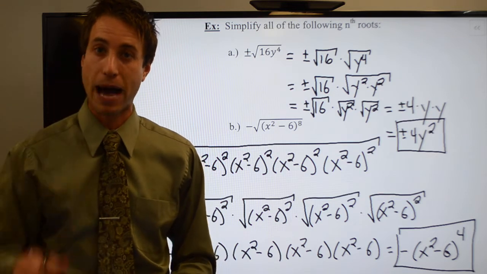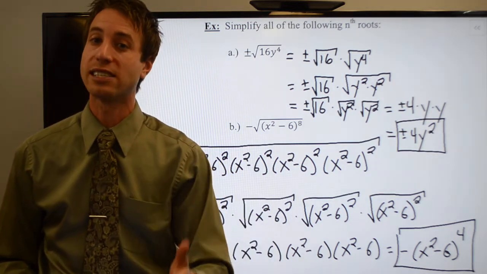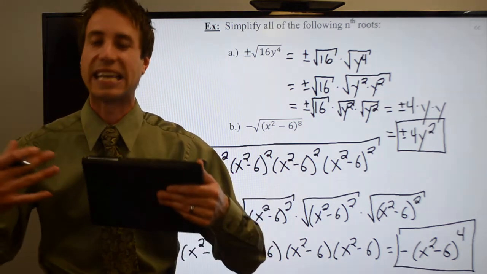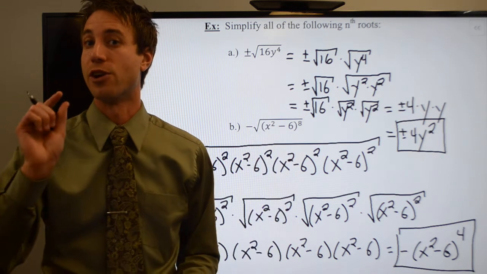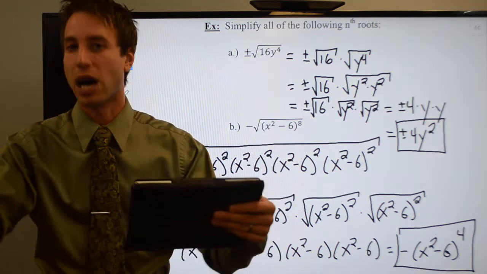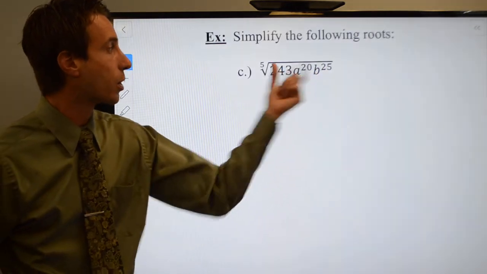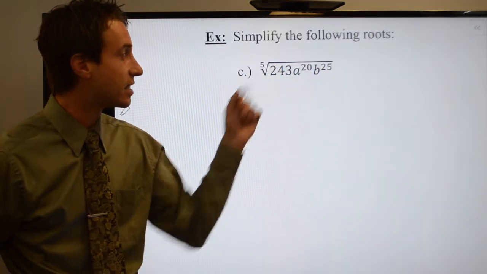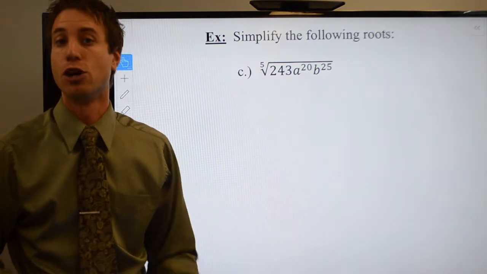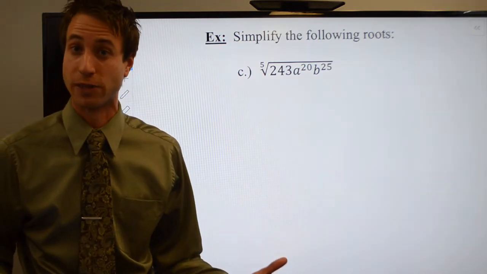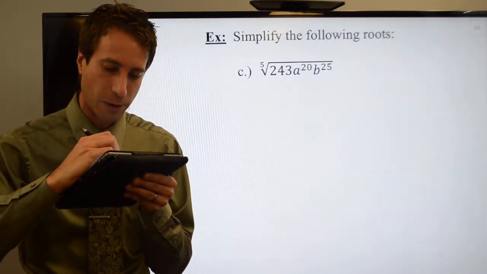You just take the power, divide it by the index, and as long as they're evenly divisible, we get these nice simple answers very, very quickly. When they're not evenly divisible, I'll show you what to do. But for now, let's jump back to this page of the notes where we're going to work on this one. My index is 5. I have a power of 20 and a power of 25. Just so happens both of those are divisible by 5. So let's get our answer real quick here.